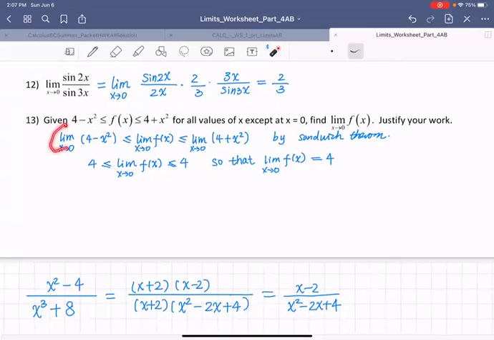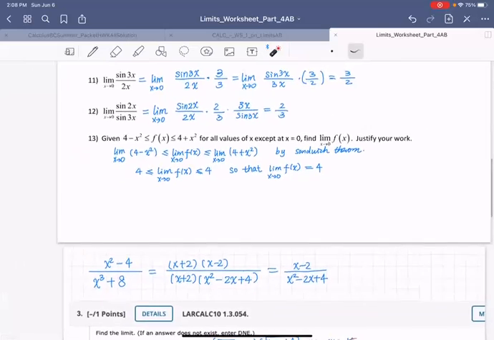The limit at the lower bound, when you make x approach 0, is 4 minus 0, which is 4. The upper bound is 4 plus 0, which is 4. Your lower bound is 4. Your upper bound is 4. So your limit has to be exactly 4. That's called the sandwich theorem. So far, so good?